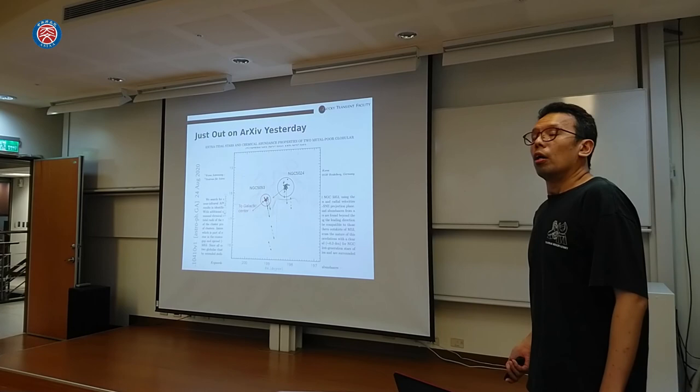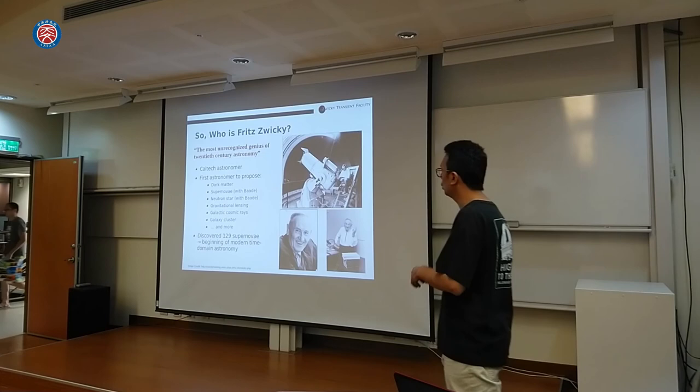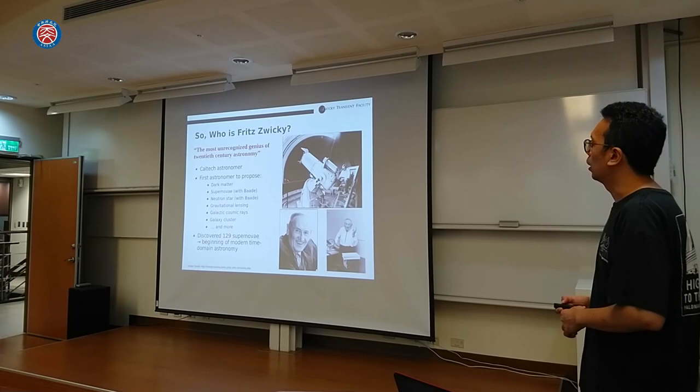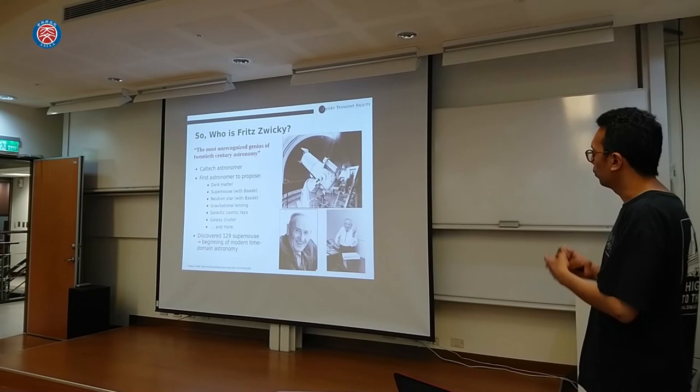So toward the end, this is the Zwicky Transient Facility. It got the name to honor Fritz Zwicky. Okay, there's a quote about Fritz Zwicky: he is the most unrecognized genius of 20th century astronomy. He was a Caltech astronomer, which is why the Caltech people honor him so much.